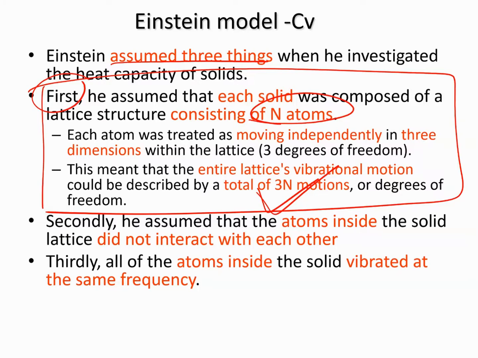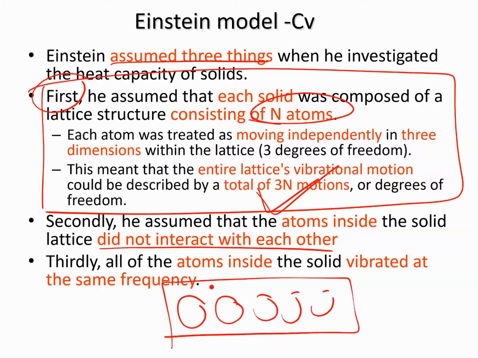Second assumption, he said that the atoms inside the solid do not interact with each other. So let's say I have 3 atoms in the solid. When I hit this atom it will move, but the rest of the atoms will not move. So this assumption is not correct. Why is it not correct? Because we know that all the atoms or all lattice points are linked or bonded by chemical bonding. So when one atom moves, the nearest neighbor will also be affected. So the second assumption is not correct.